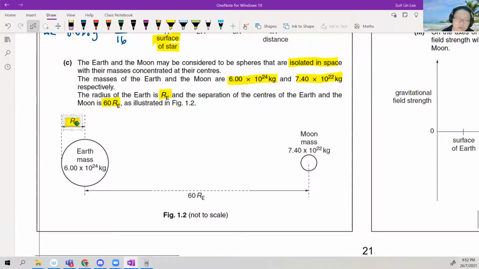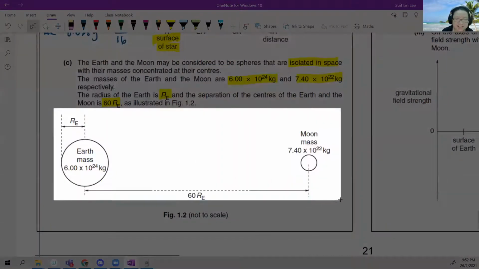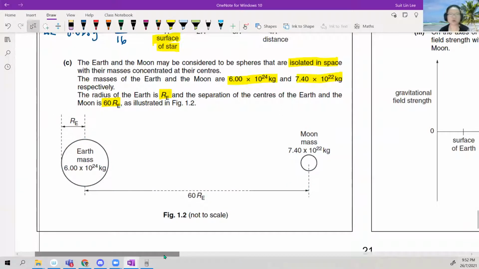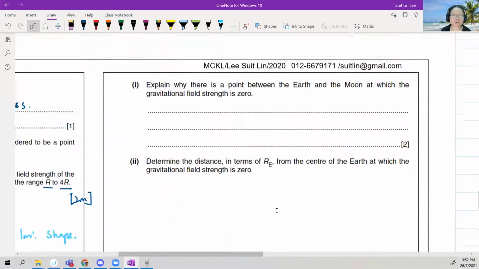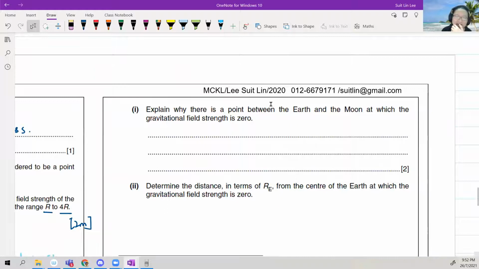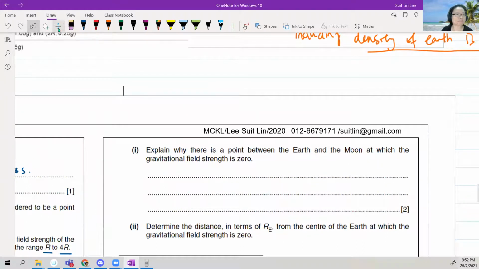I'm going to do this one because I need the diagram. Okay, next part. So we've got Earth, we've got Moon, separation 60 RE. Are we given RE? Not yet. Maybe later we have to calculate. I don't know. All right, explain why there is a point between the Earth and the Moon at which the field strength is 0. Okay, let's see.